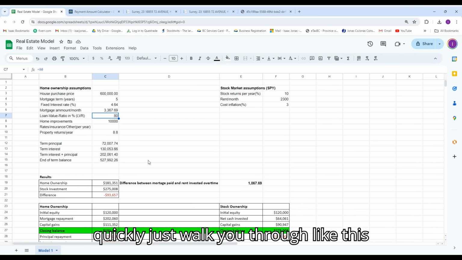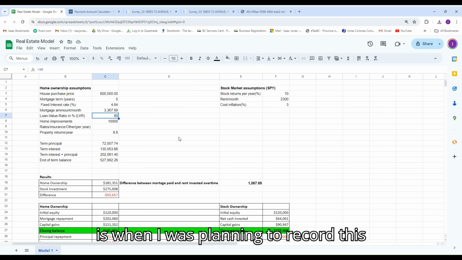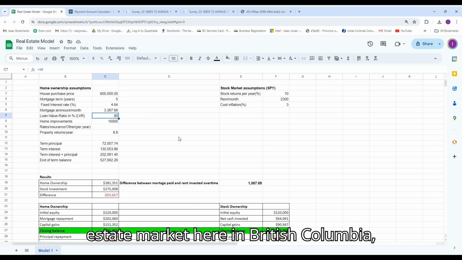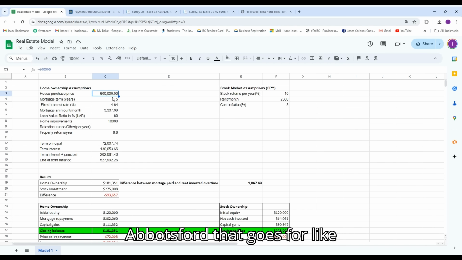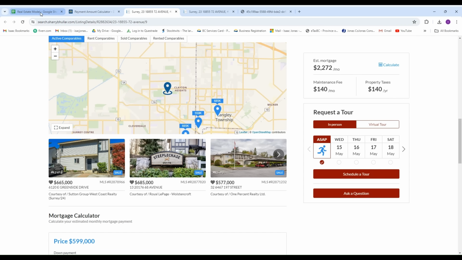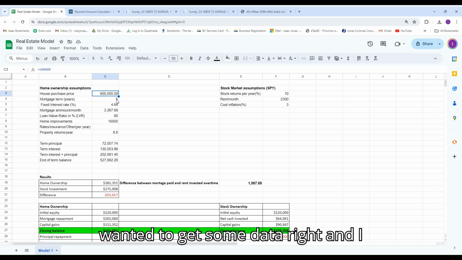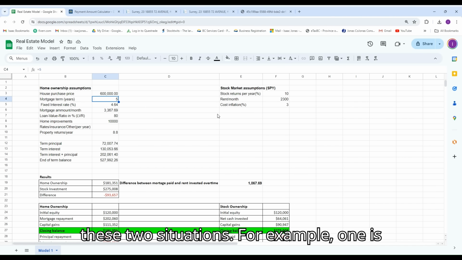I'm going to quickly walk you through this model that I created. When I was planning to record this video, I went on the real estate market here in British Columbia, Canada, and I saw a house in Abbotsford that goes for like 600,000 on the market. I just wanted to get some data, and I now want to compare these two situations.